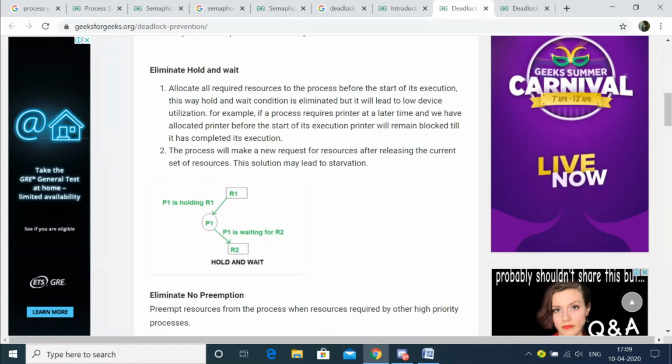Eliminate no preemption. In the earlier case, we have seen that once the resource is allocated, we cannot break it or interrupt in between. There is no priority inversion, as we said. That means if a higher priority process comes, it also has to wait until the resources are released by the process. But in this case, in eliminate no preemption, we can preempt, we can stop in between, release the resource, and give it to the high priority process.